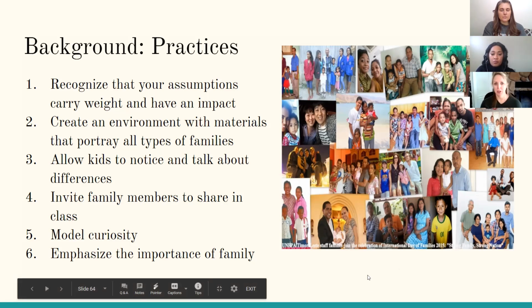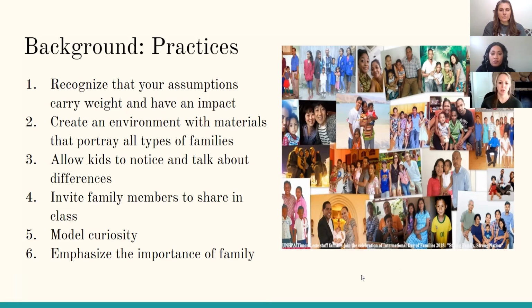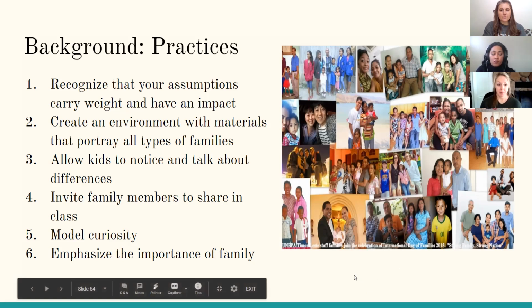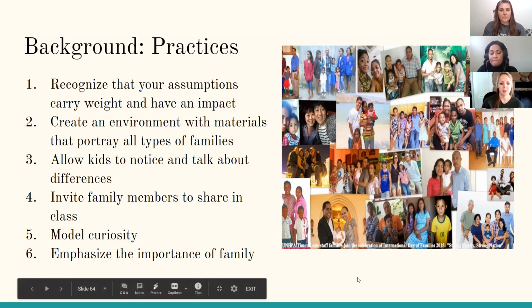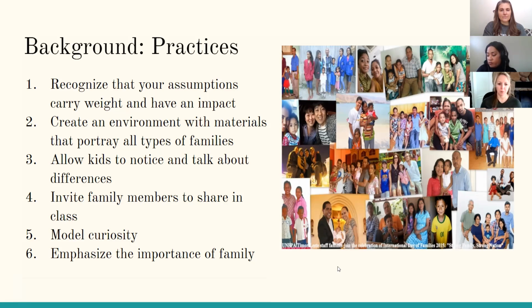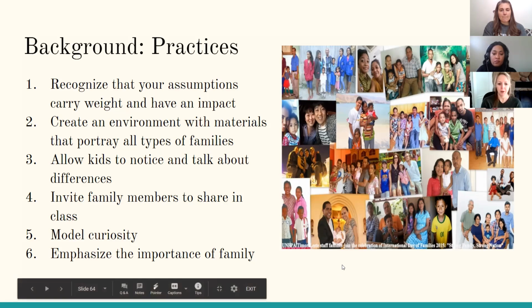So instead of shutting them down, if they ask a question, making sure that you talk about them, engage them in conversation. Having family members come in and share with the class and talk about their family and their backgrounds and everything that makes them a good family. Also model curiosity, that it's okay to ask questions, and emphasize the importance of family in itself. Not that the whole structure is important, but the whole idea of family. And having a loving, caring environment and system is important.